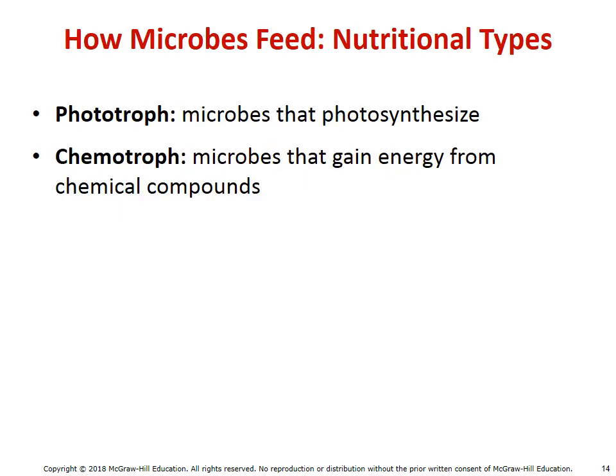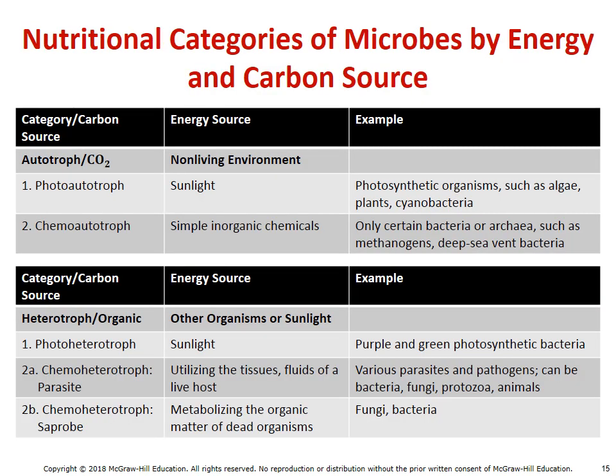The next topic we're going to cover is phototrophs and chemotrophs. The question here is, where are you going to get your energy? With phototrophs, you're going to get energy from the sun and do photosynthesis. With chemotrophs, you're going to gain energy from eating other things, breaking them down so that the chemicals are what fuel your actual energy needs.